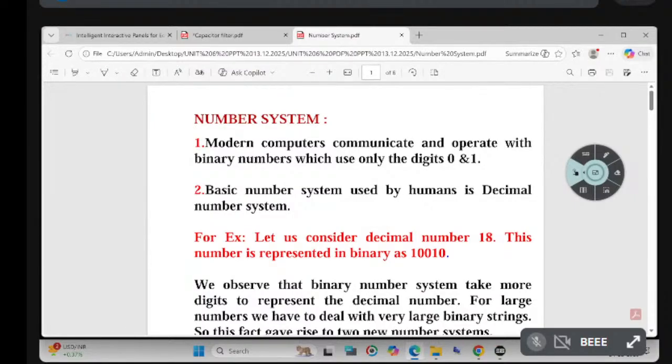So why are we going for the number system? The first question: why are we going for the number system? Tell me.